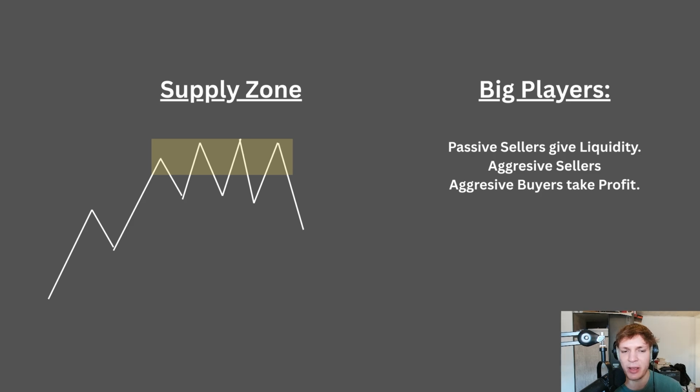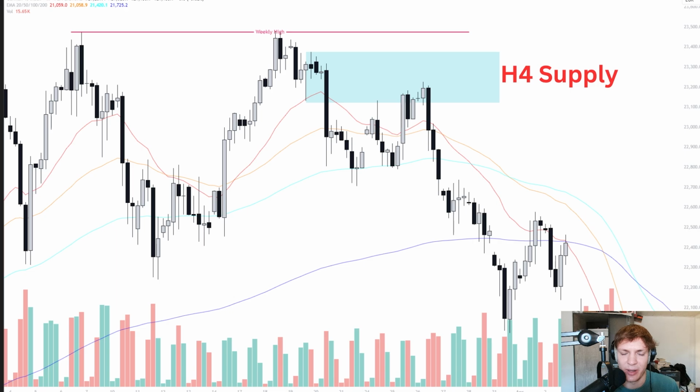We might see passive sellers placing limit orders in the supply zone. We see aggressive sellers hitting the market directly with market orders. And we can see aggressive buyers closing out their long positions and taking profits. All of these behaviors can trigger strong reactions in the price. That's why it's likely that a supply zone can mark a trend shift. Let's take it to the market though.